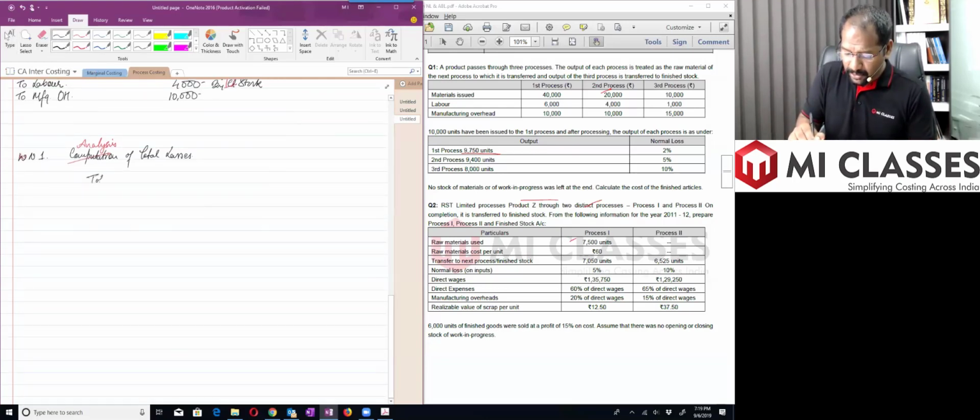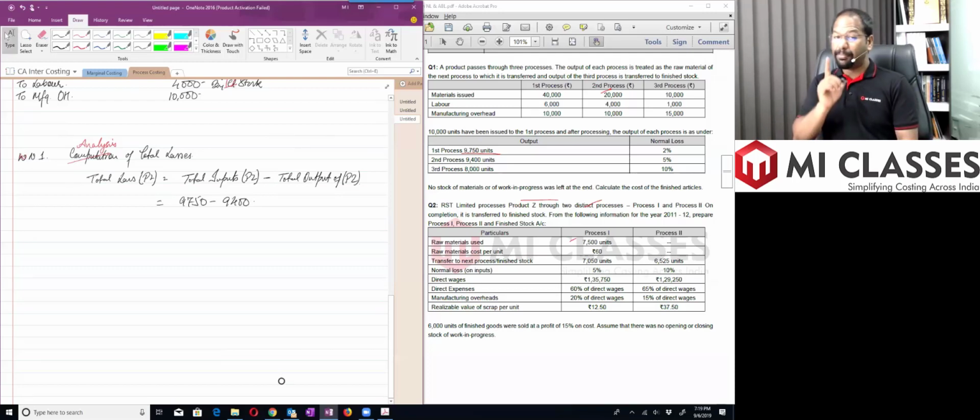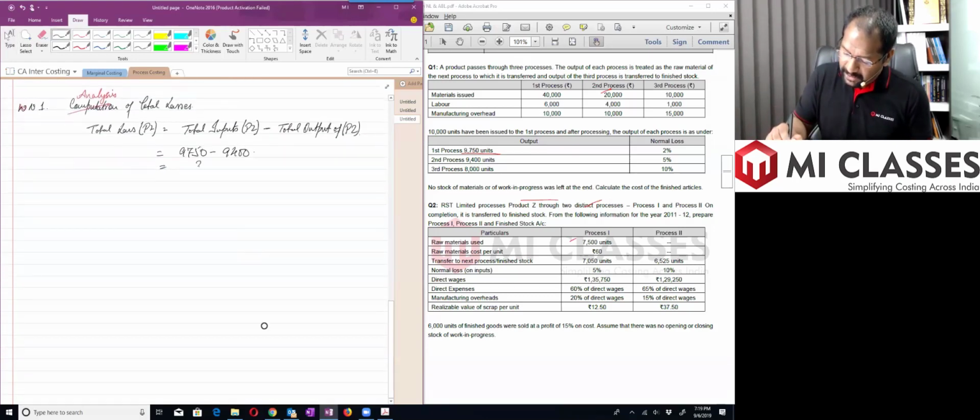All right. So first is total loss. Total loss for process 2 is equal to total inputs for process 2 minus total output of process 2. Total inputs is 9,750 minus total output, which is 9,400. Remember, input of process 2 is nothing but output of process 1. Comfortable? Yes. So how much is my total loss coming? 9,750 minus 9,400 is 350 units. That is our total loss.